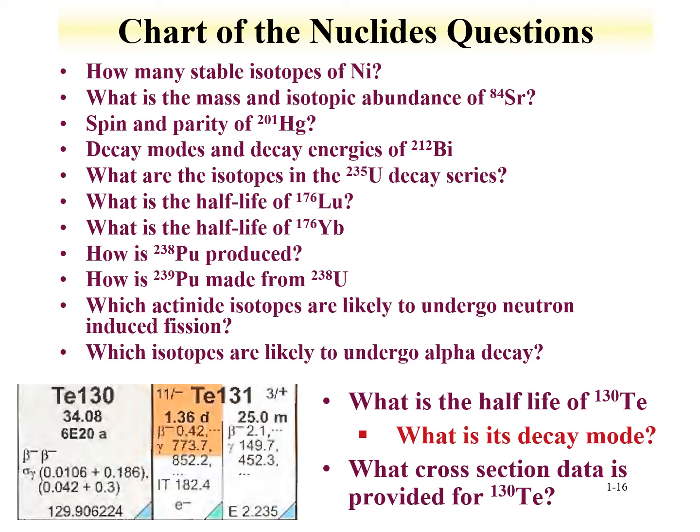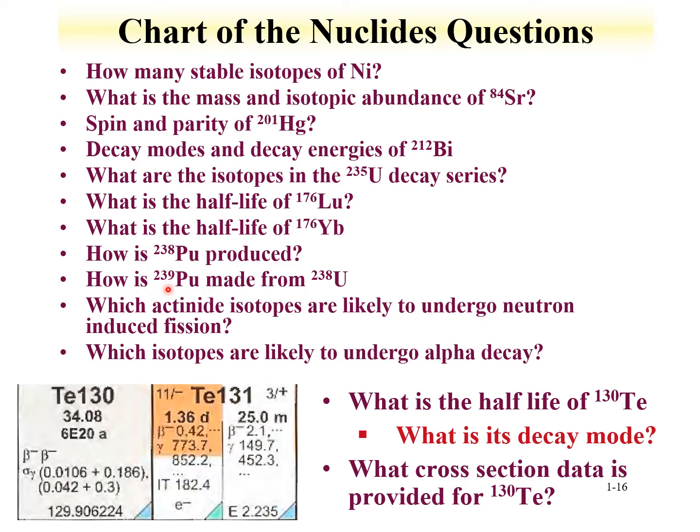Okay. Should be able to identify questions like how many stable isotopes of nickel are there? Go to nickel, count the number of gray boxes. What's the mass and isotopic abundance of a given isotope? For instance, strontium-84. The spin and parity of an isotope. The decay modes, so we talked with bismuth-212. What are the isotopes of a given series? The front part of the chart of the nuclides has information on the decay series. What are the half-lives of given isotopes? Lutetium-176, ytterbium-176. How is plutonium-238 produced?